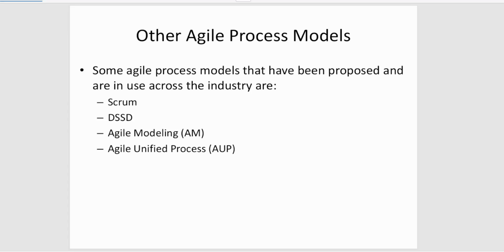So, students, let us discuss some more agile processes. We have discussed extreme programming in our last video lecture. Some agile process models that have been proposed and are used across industry are called Scrum, DSDM, Agile Modeling, or Agile Unified Process. So in this video, we are going to focus only on the Scrum based agile model. We are not going to discuss these three types of agile process.